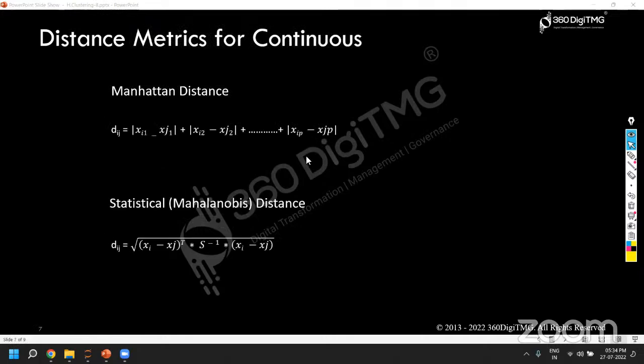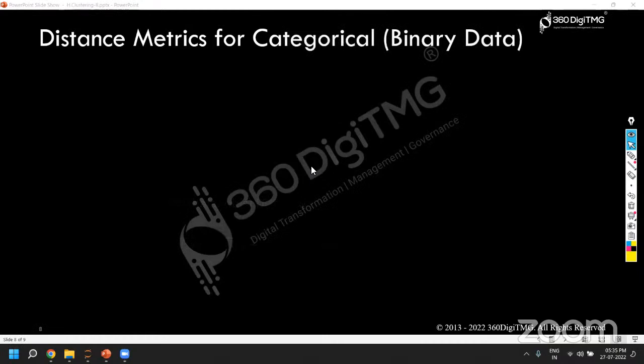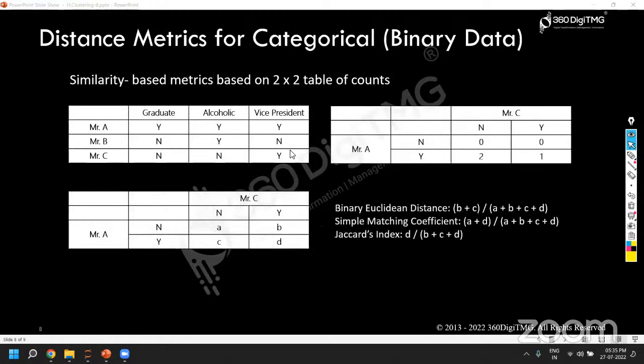So you can see there are different formulas that can be used. A couple of examples are given here: Manhattan distance, statistical distance, that is Mahalanobis distance. So these are other examples that we can look at. Now, these formulas can be used when your data is numeric, continuous. If the data is categorical and binary, then we can only do comparison.